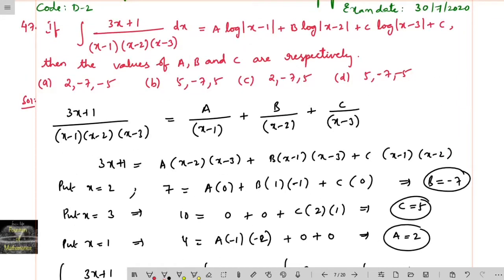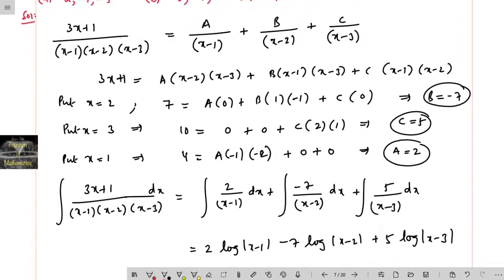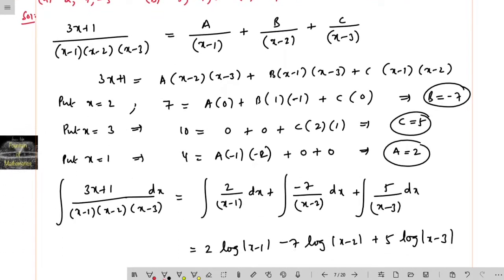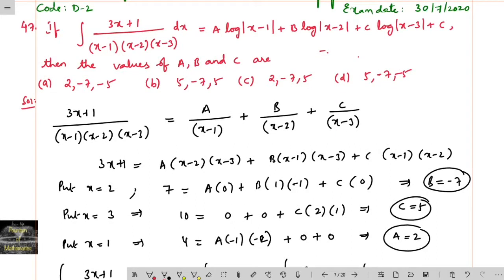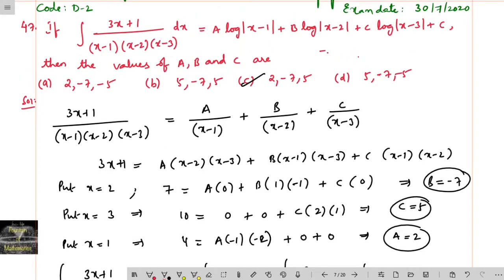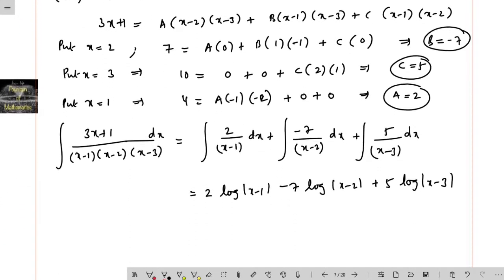So in the question x minus 1, x minus 2, x minus 3, so we got in order. So a is equal to 2, minus 7 and 5. So we can consider the answer option C. Okay, next question.